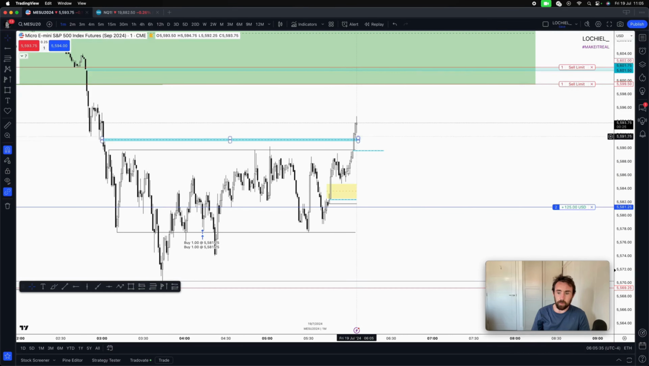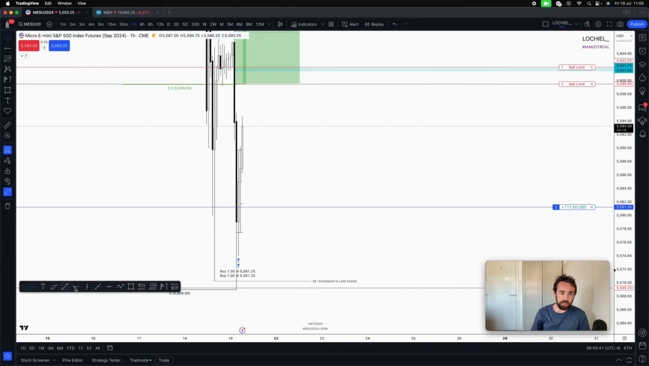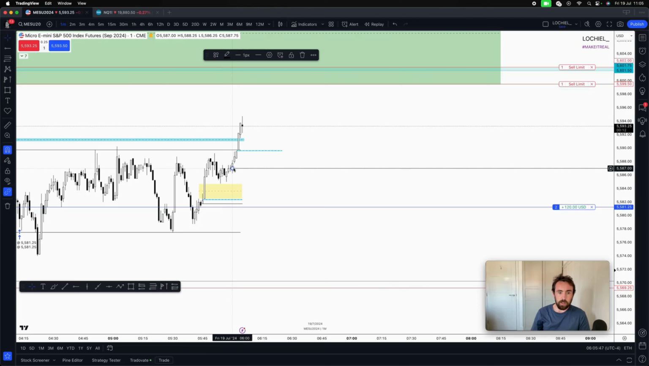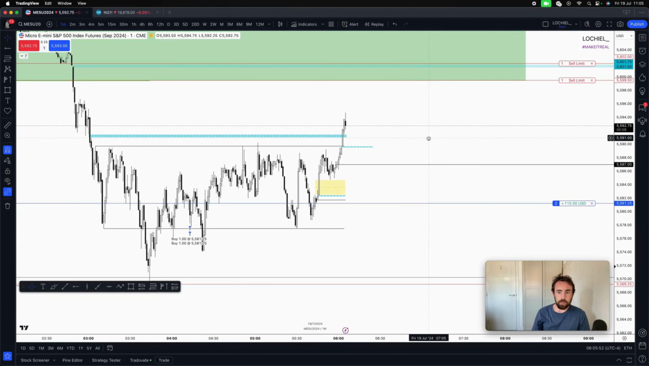So moving nicely now. The 6 hour candle opening. Sorry, not the 6 hour candle. Can't get my words out today. The 6 a.m. opening candle on the hourly of this has really moved us up nicely, which is exactly what we want to be seeing.